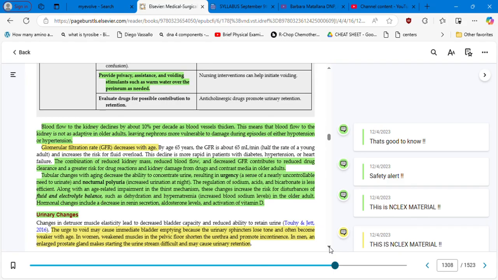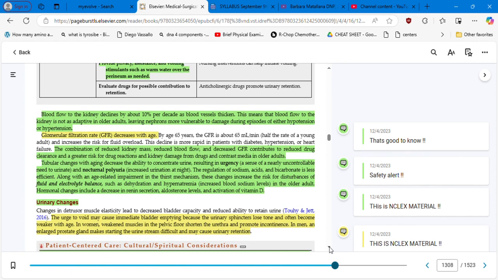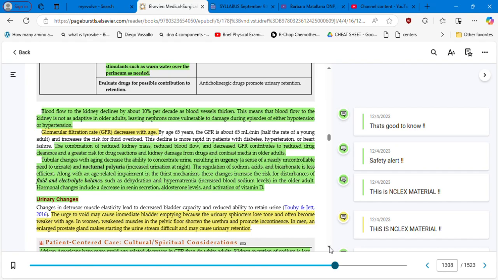Tubular changes with aging decrease the ability to concentrate urine, resulting in urgency. So this urgency is related to tubular changes, a sense of a nearly uncontrollable need to urinate, and nocturnal polyuria, of course. Increased urination at night is going to occur.